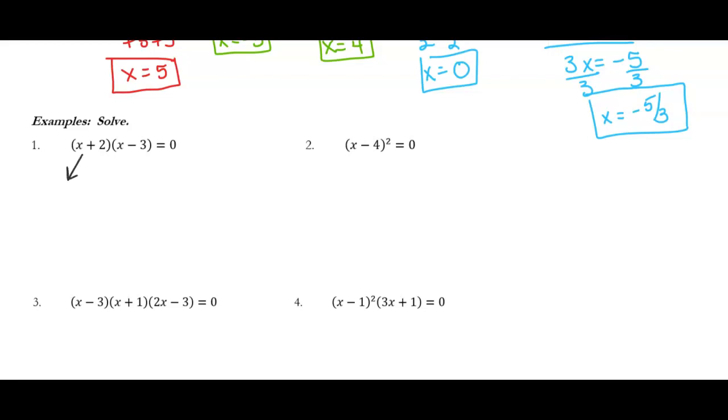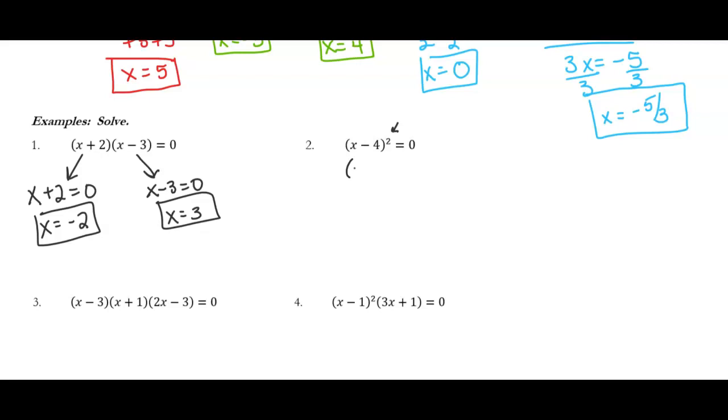All right, so for this first one, I get x plus 2 is equal to 0. And to get rid of a plus 2, I minus 2. So my first answer is negative 2. And on this side, to get rid of the minus 3, I add 3 on both sides, so x is positive 3. So those are the two solutions. Here, I have a squared, and what that means is I just have the same thing twice. Maybe you remembered that and you wrote that out.